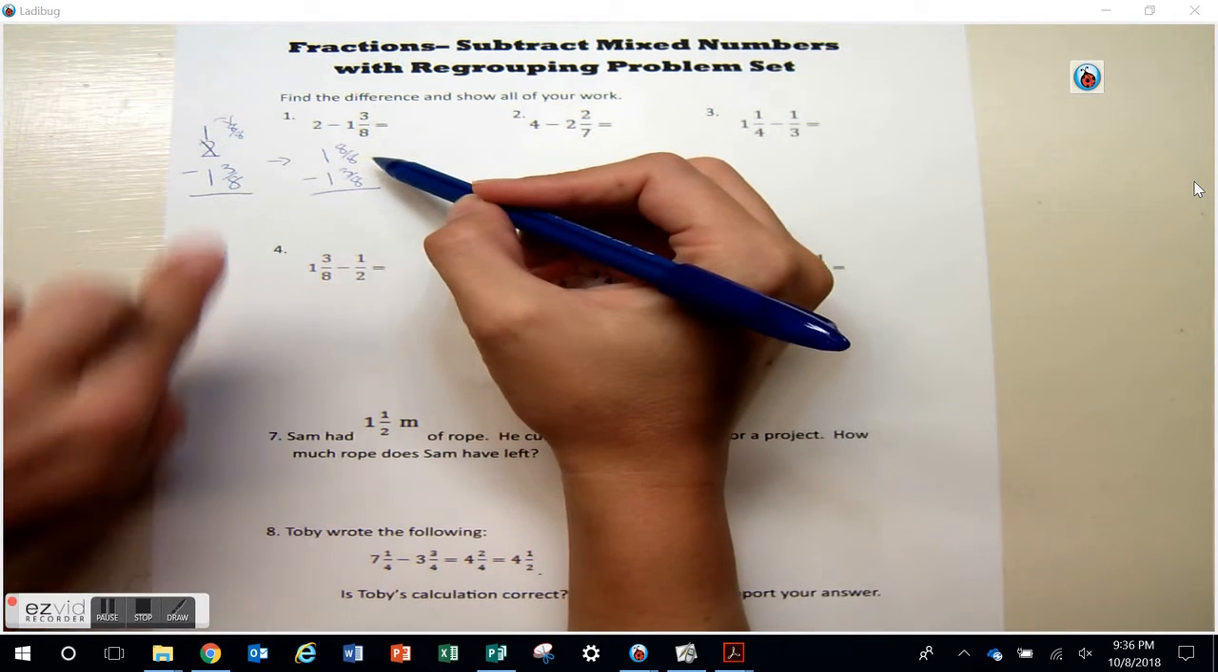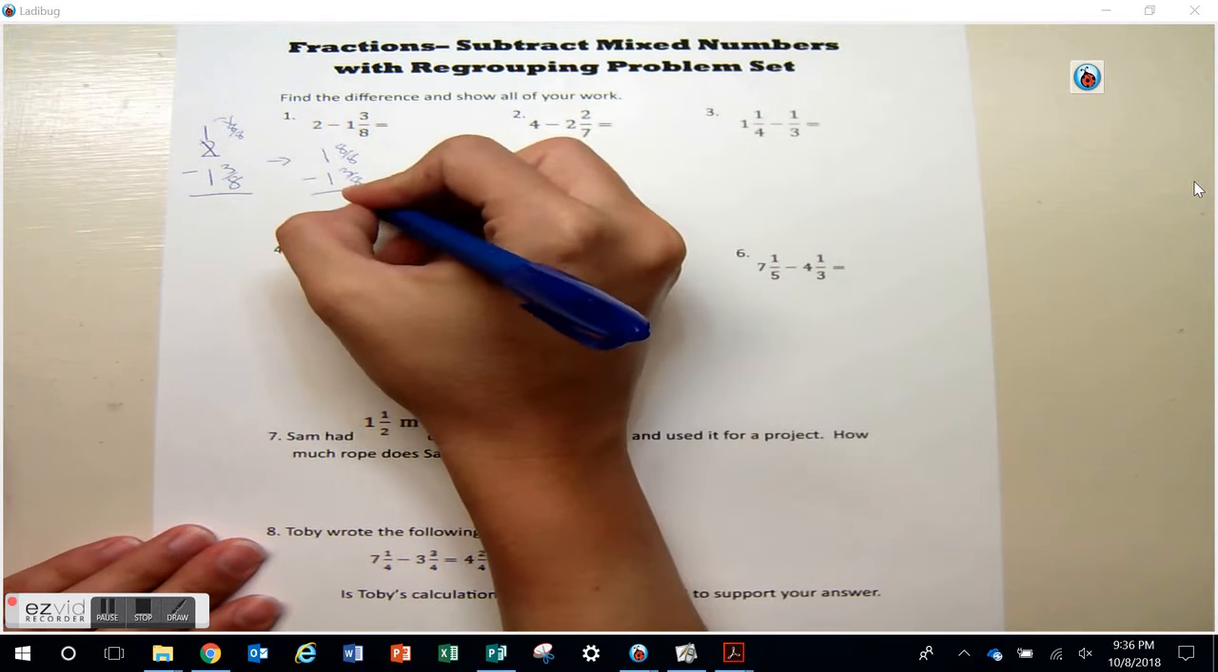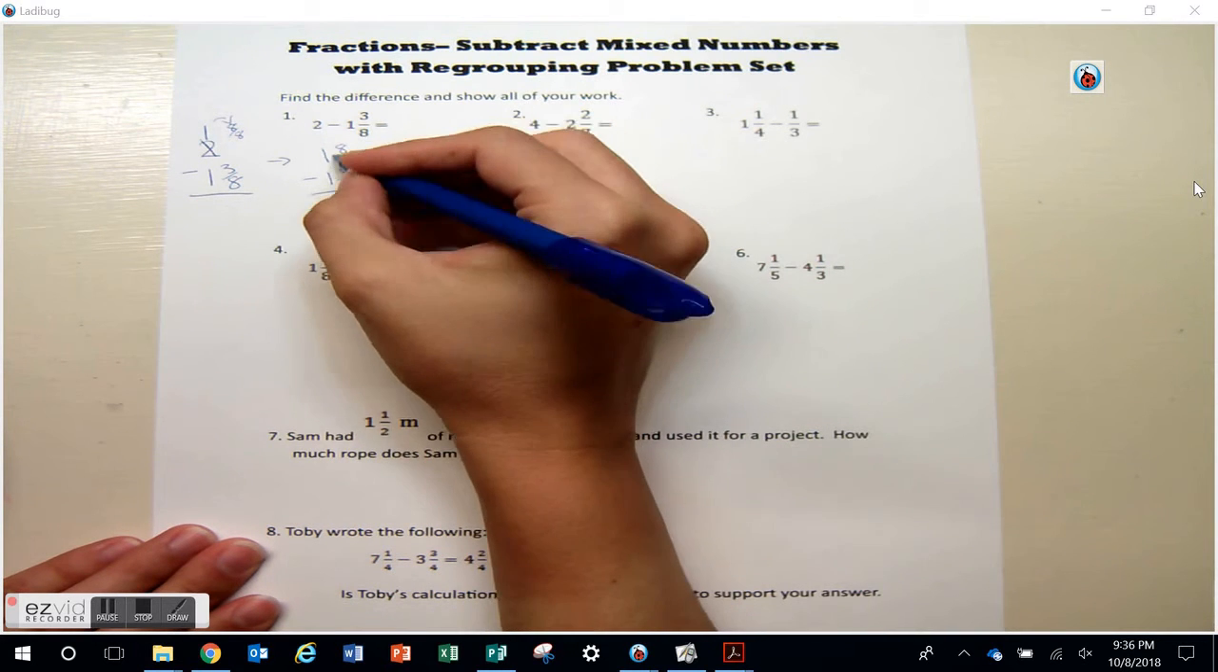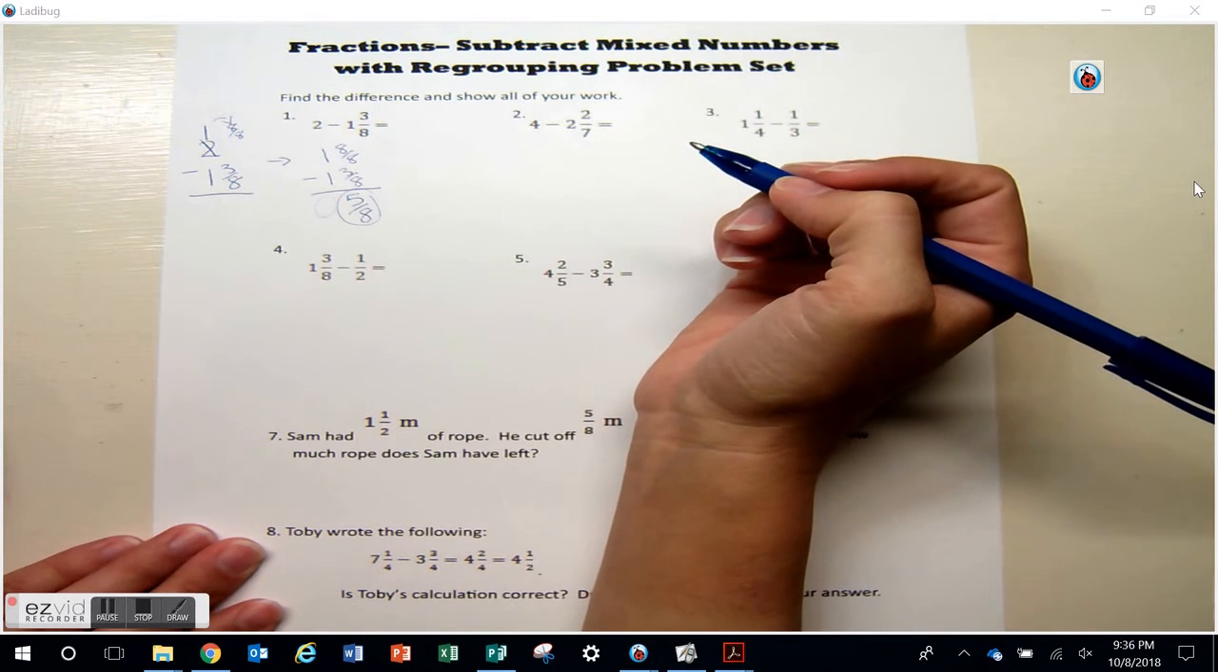Take the fraction pieces away first. 8/8 minus 3/8 gives me 5/8. 1 minus 1 gives me 0. So 5/8 is my correct answer.